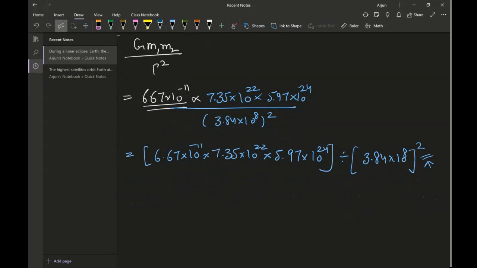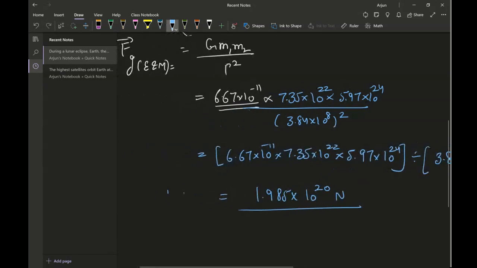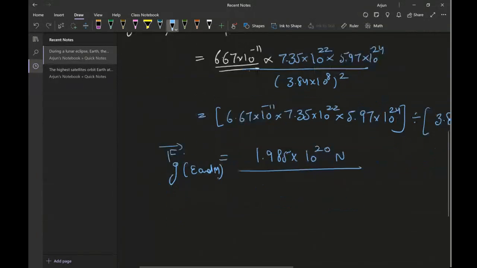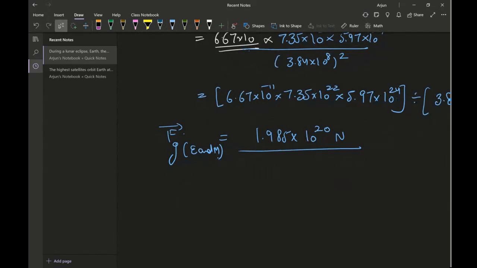Once you put these values in the calculator, you will get the number as 1.985 times 10 raised to the power 20 newtons. That's the force of gravitation between the Earth and Moon. In the same way, you will calculate how much force of gravitation is being applied by the Sun on the Earth. So I'll put in the numbers for that.